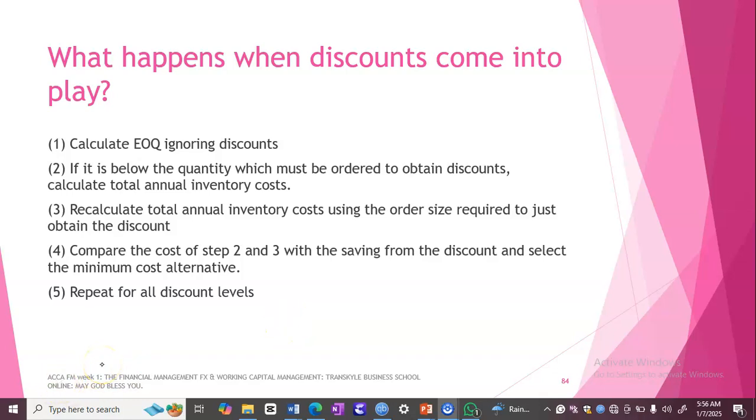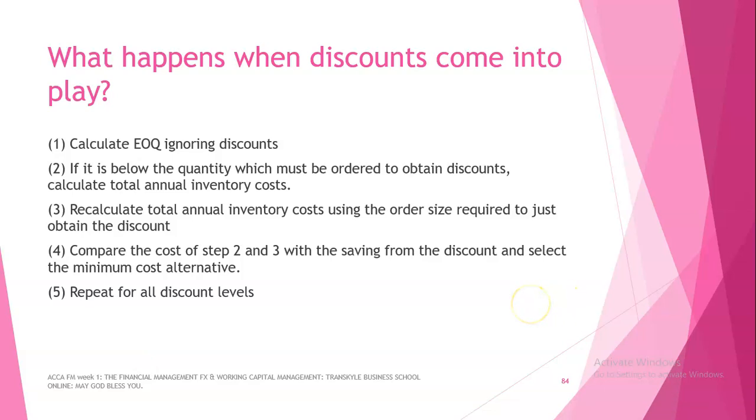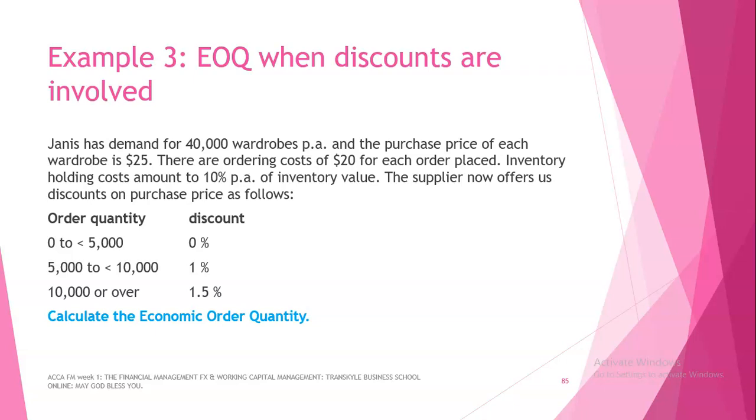So number 5, you then have to repeat all the processes you have done. Okay, you need to repeat for all the discount levels. So let's then proceed to the question.